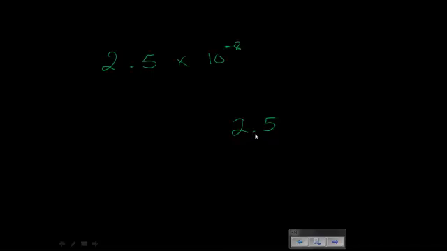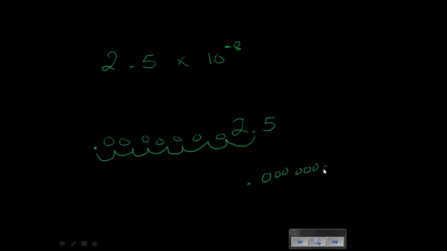You go 8 times, but since it's negative, we're going this way, to the left. So I go 1, 2, 3, 4, 5, 6, 7, 8. Put my decimal right there. 0, 0, 0, 0, 0, 0, 0. So 2.5 times 10 to the negative 8th is 0.000000025. And that is how you do scientific notation.